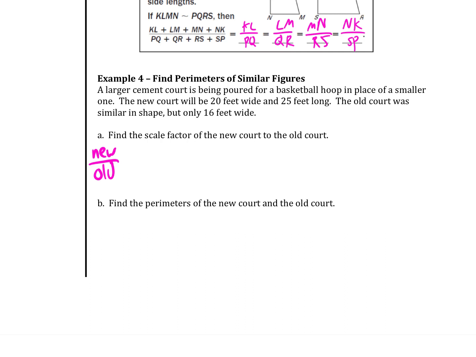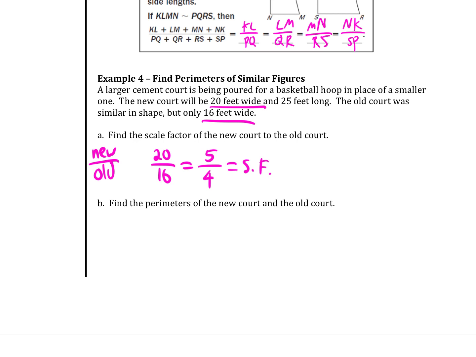Okay. Well, what do we know about the new court and the old court? Well, the old court was 16 feet wide, and the new court is going to be 20 feet wide. So that's all we know. So we can figure it out by comparing those two sides, right? We can do 20 over 16, and then we reduce that. What number goes into 20 and 16 nicely? Well, it's 4. 4 goes into 20 5 times. 4 goes into 16 4 times. So this is our scale factor, okay?